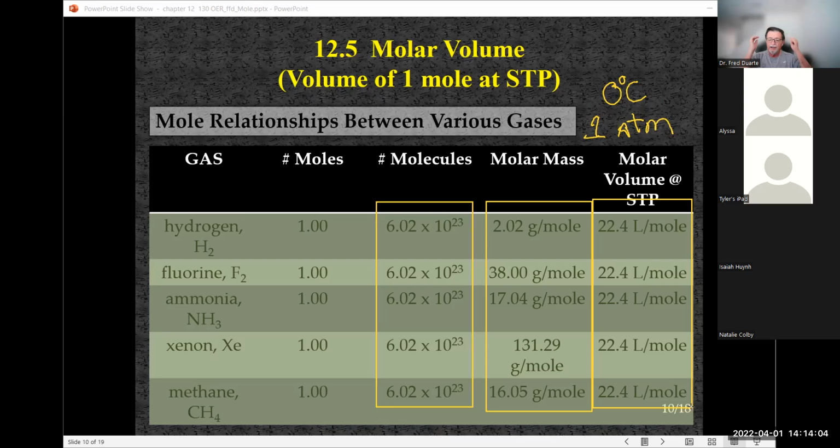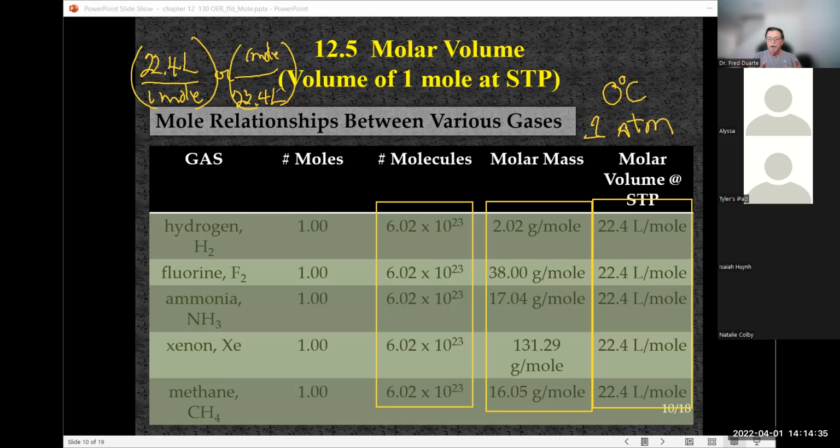And guess what? We have another ratio, okay, 22.4 liters per 1 mole, or invert it, 1 mole per 22.4 liters. Another ratio, another unit you can keep track of and do your calculations.